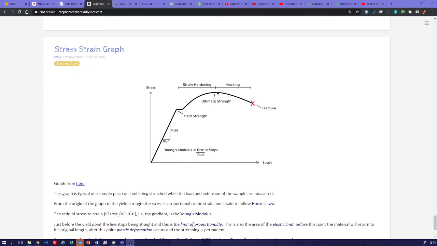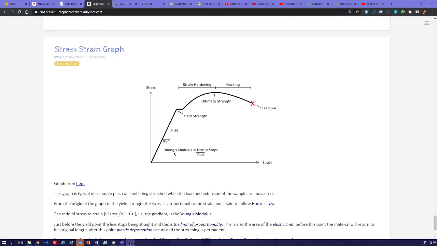Okay. The top of the curve here is the ultimate strength, ultimate tensile strength, and that's the maximum load it can take. And after this, we get narrowing in the middle called necking, and that eventually leads to failure or fracture.